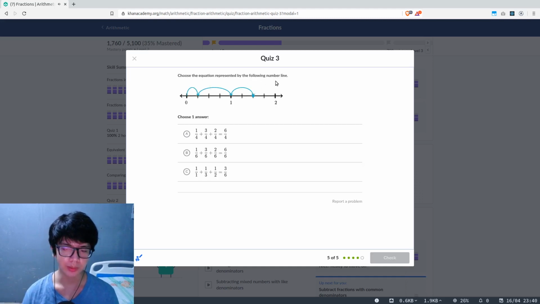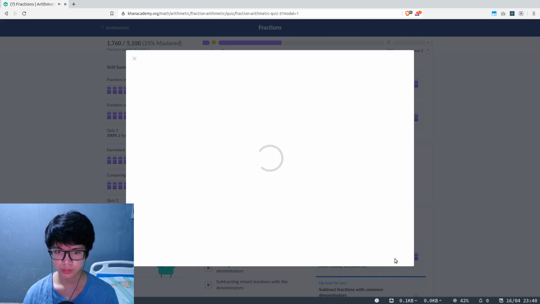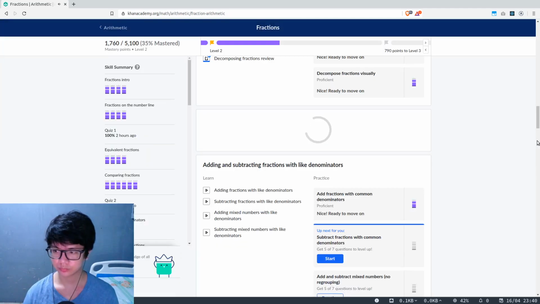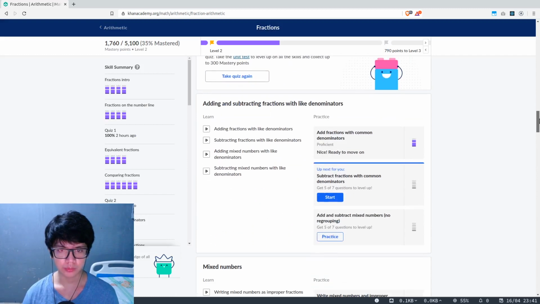Choose the equation represented by the following number line. Okay, we're moving 1, 2, 3, 4. So fourths, right? Yeah. Then 3/4 and then plus 2. Okay. Okay, cool. Then we're going to go to the third.